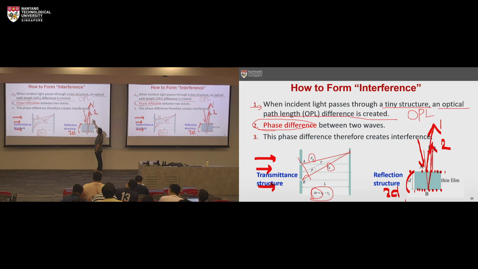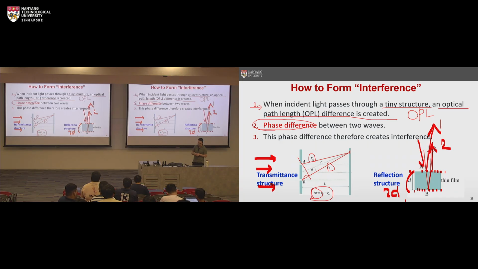So ray 1 minus ray 2 is 2D. Here, this is also ray 1 minus ray 2 is delta R. This one is 2D. Okay, so again, you are creating a certain amount of optical path length difference. So this amount of optical path length difference will create a phase difference.